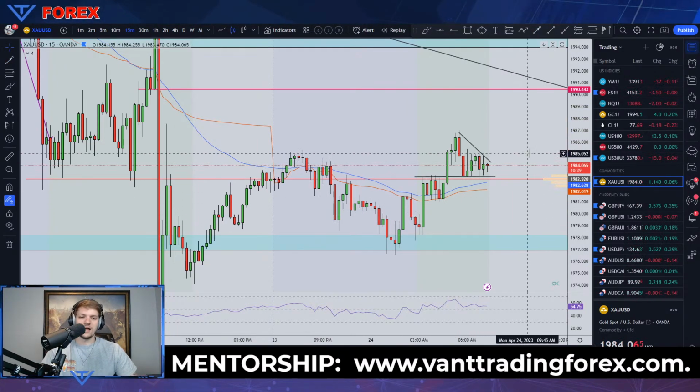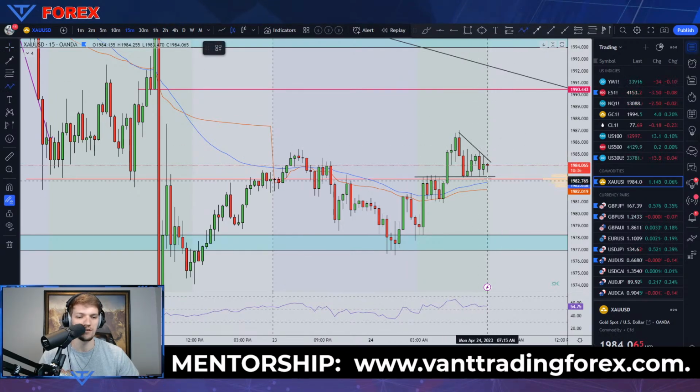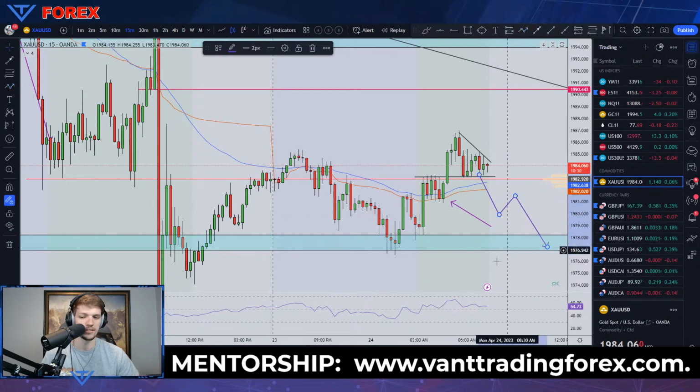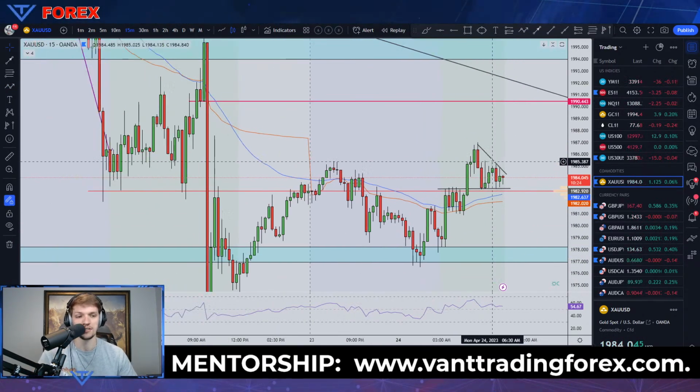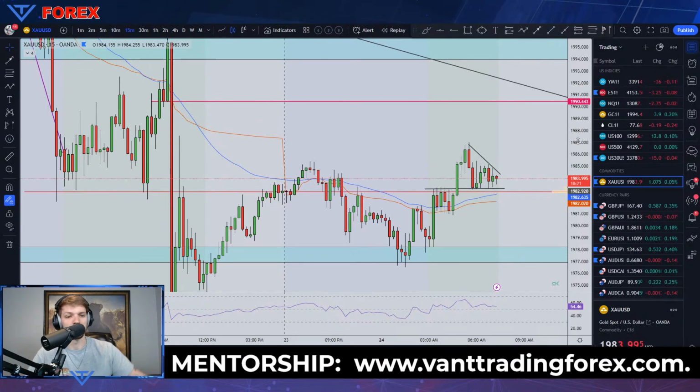I would entertain sells if we could break through VWAP, break through EMA, break through these lows here. Then I would entertain some sells on a retest, pushing back down towards like 1976. But I'd much prefer the longs up to 1990, and then maybe we'll flip into sells tomorrow or the rest of the week. We'll see.